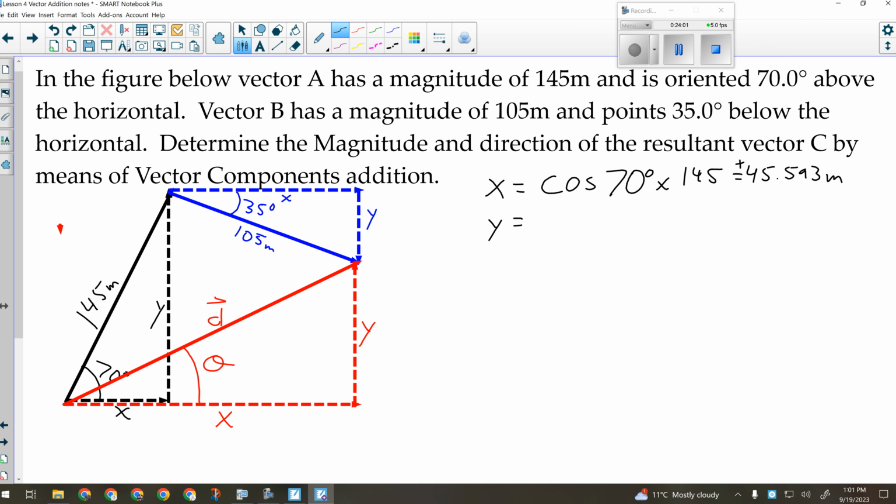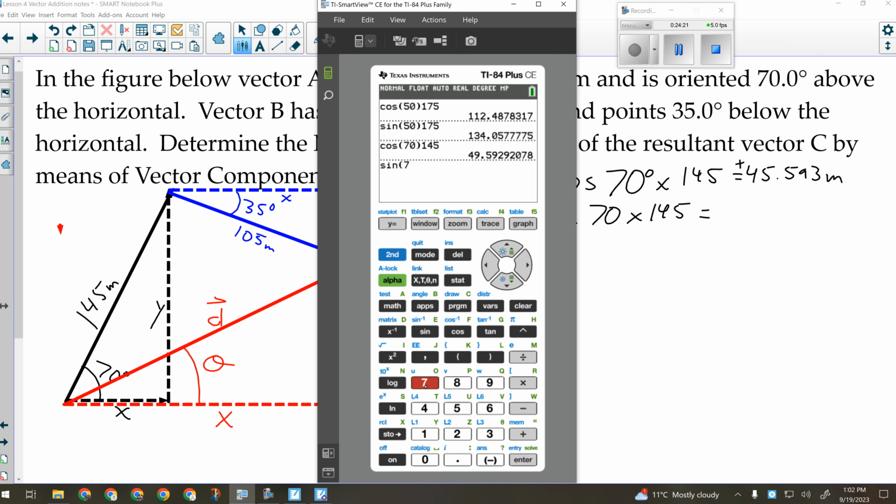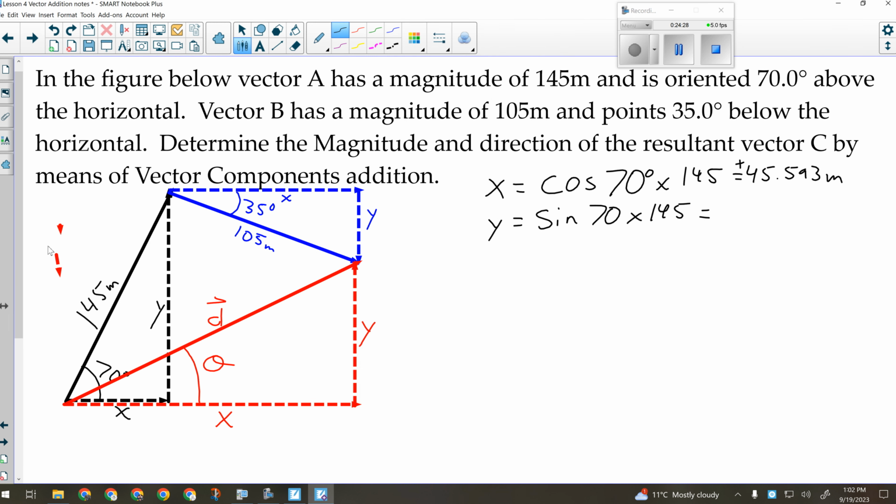Okay. All right, so if I just use cosine to get x, what am I going to use to get y? Sine, the other one. Yeah. So I'm going to go sine, the opposite side, okay? So sine of 70 degrees times 145. Okay, 136.255 meters, and that is also positive because I'm making up positive. Okay, so I now know these two sides. This one's 45.5, that one's 136.